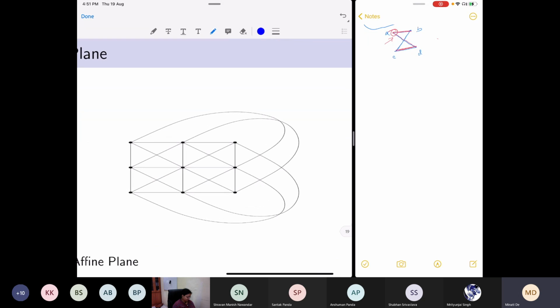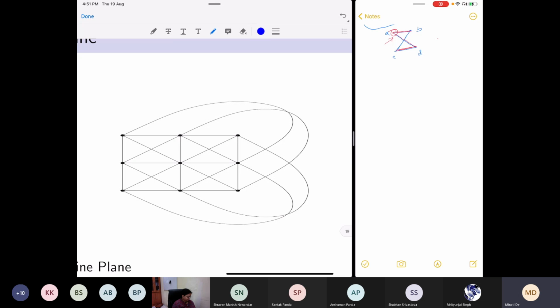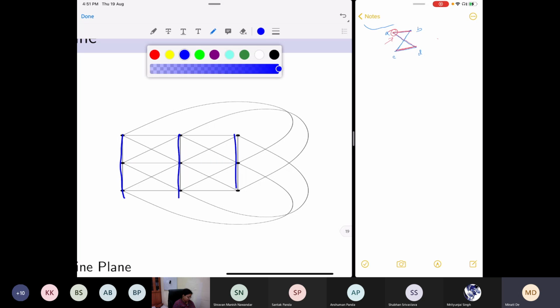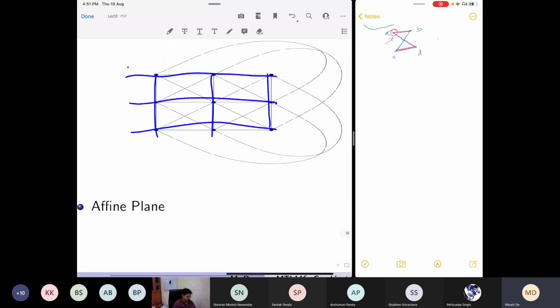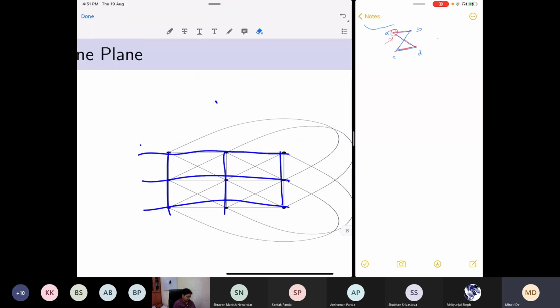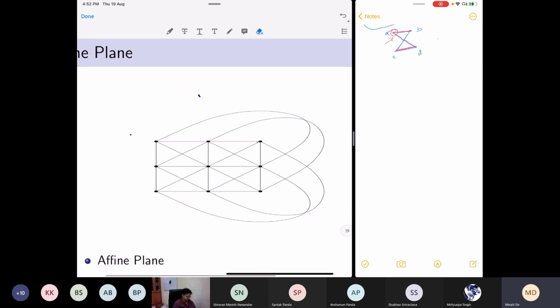Okay, here is one example of an affine plane. You can see these are parallel lines. I'll change the color. They are also parallel to each other. And can you see that there are other lines also which are parallel? There are other lines also which are parallel. Can you see that?